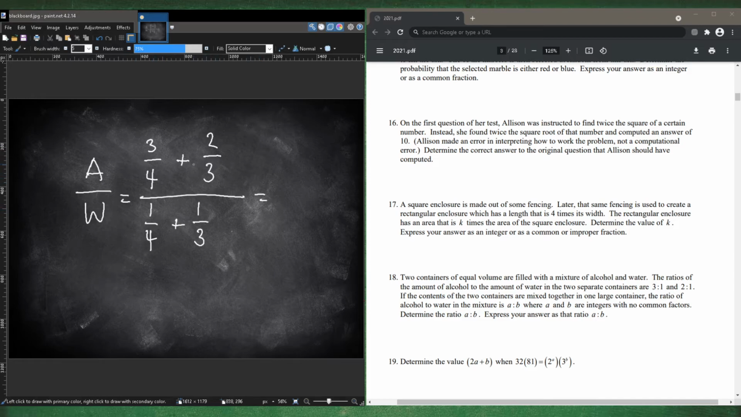3 times 3, 4 times 2, that's 8 plus 9, that's 17, over 4 times 3 is 12, divided by 1 times 3 plus 1 times 4, that's 3 plus 4 is 7, over 4 times 3 is 12. So 17 divided by 7, or 17 to 7 is our answer, because the 12s will cancel out. And that's your answer for number 18.